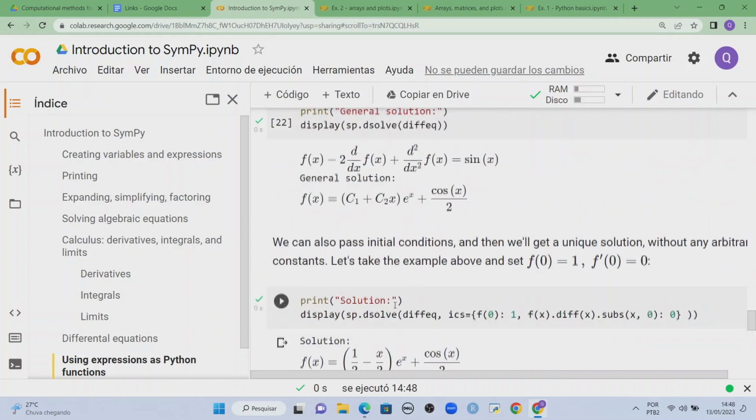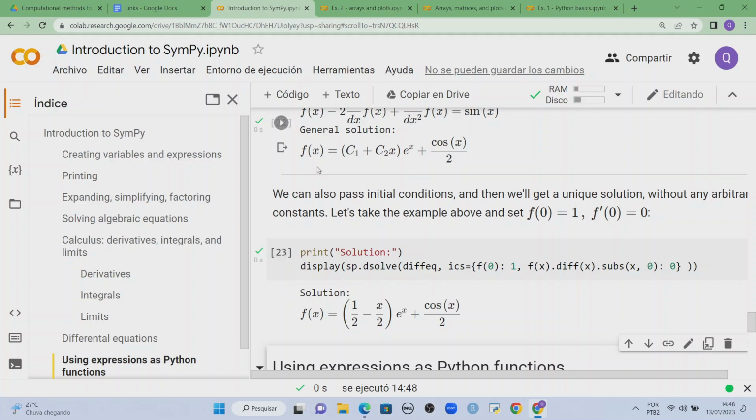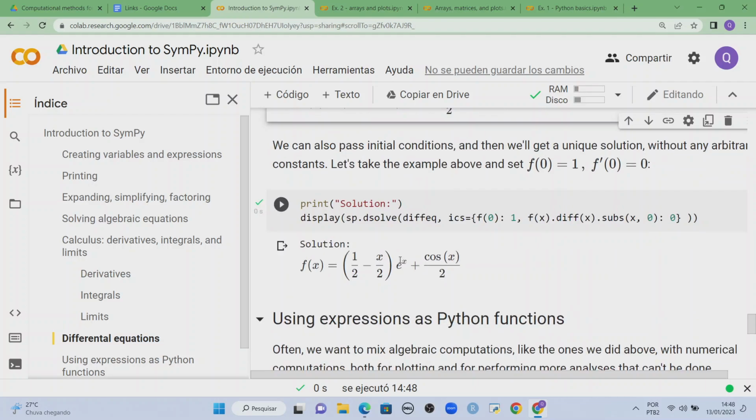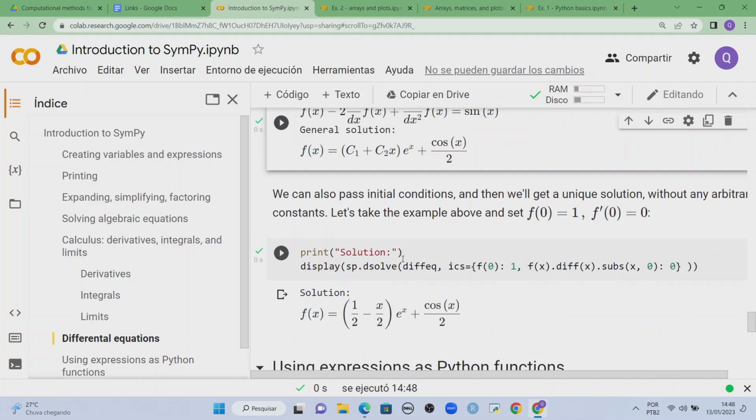So you see that this solution here is the same as this one. Compare the two of them, they're the same. But now I see that C1 is half and C2 is minus half. So when you give it initial conditions, it calculates for you the value of the arbitrary constants. Nice? Okay, good.